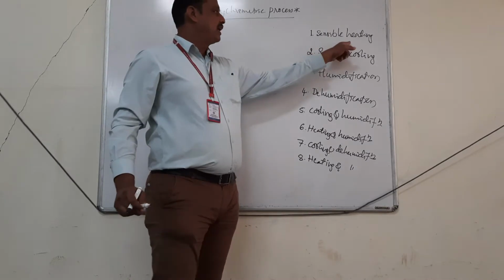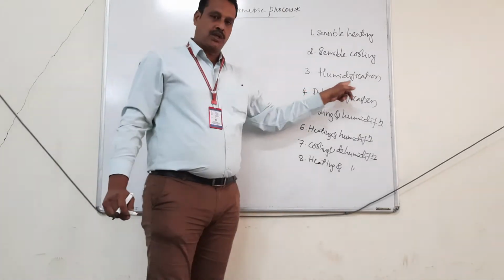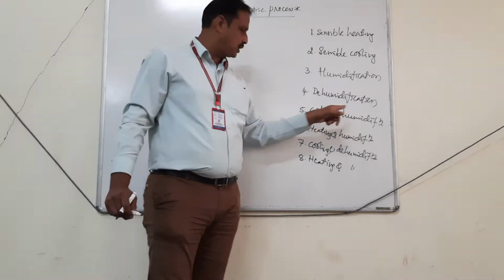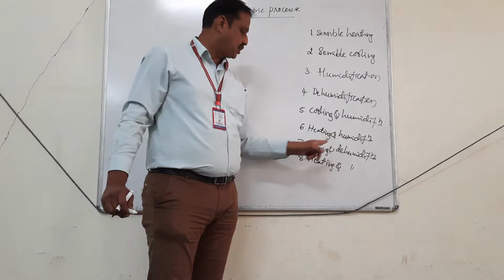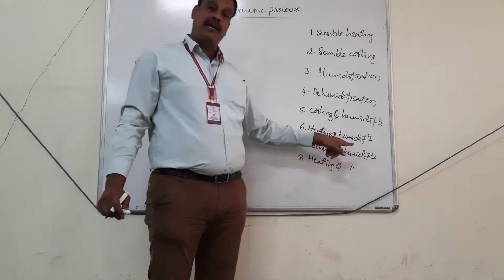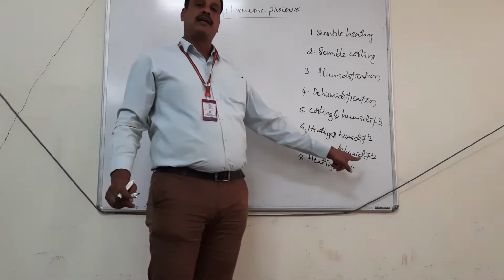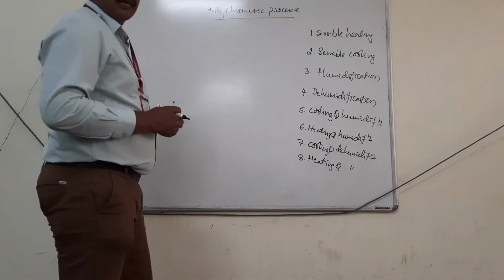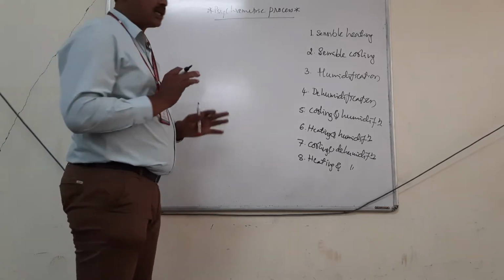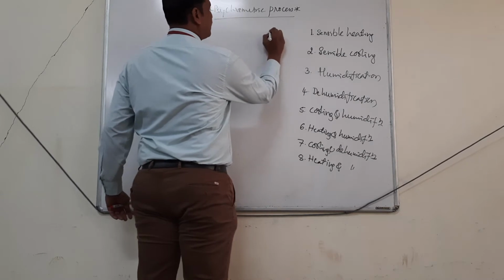First one is sensible heating, second is sensible cooling, third is humidification, fourth one is dehumidification, fifth one is cooling and humidification, sixth one is heating and humidification, seventh is cooling and dehumidification, and eighth process, that's the last process, is heating and dehumidification. So all these processes now we study on the psychrometric chart. So first, sensible heating.